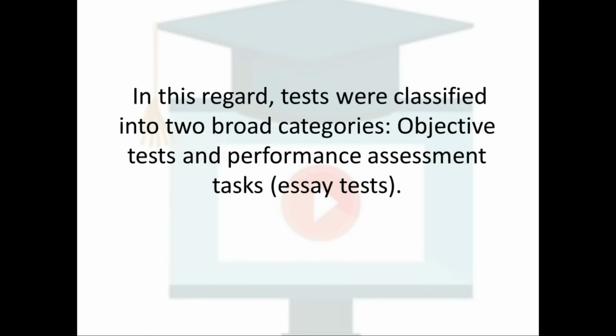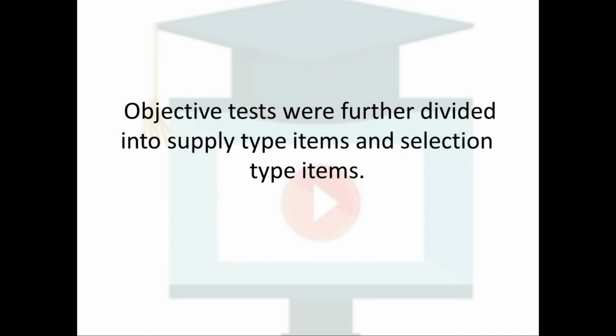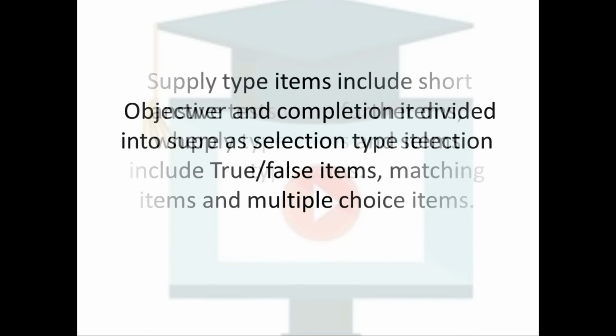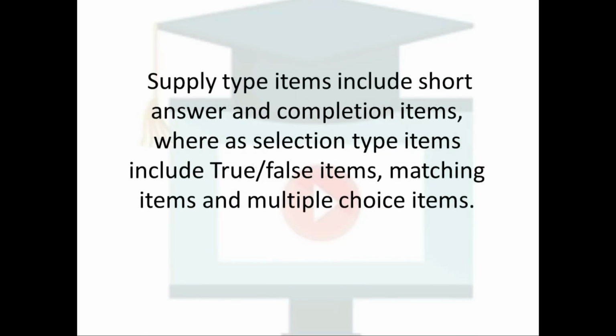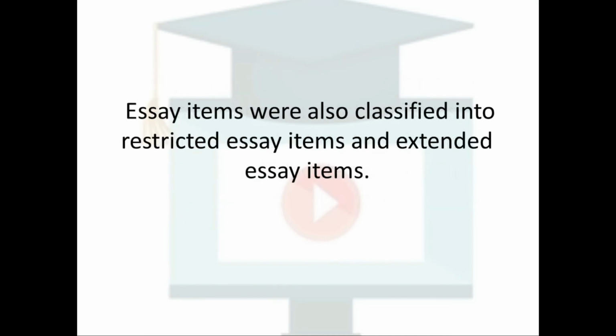In this regard, tests were classified into 2 broad categories: objective tests and performance assessment essay tests. Objective tests were further divided into supply type items and selection type items. Supply type items include short answer and completion items, whereas selection type items include true/false items, matching items, and multiple choice items. Essay items were also classified into restricted essay items and extended essay items.